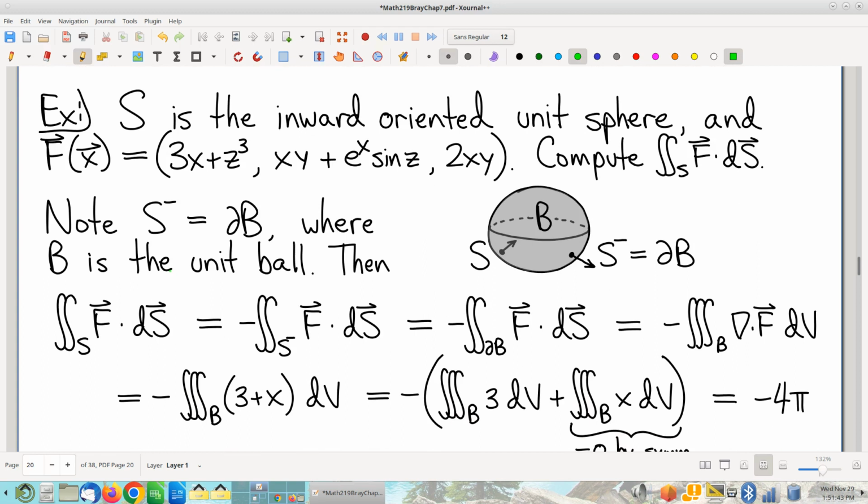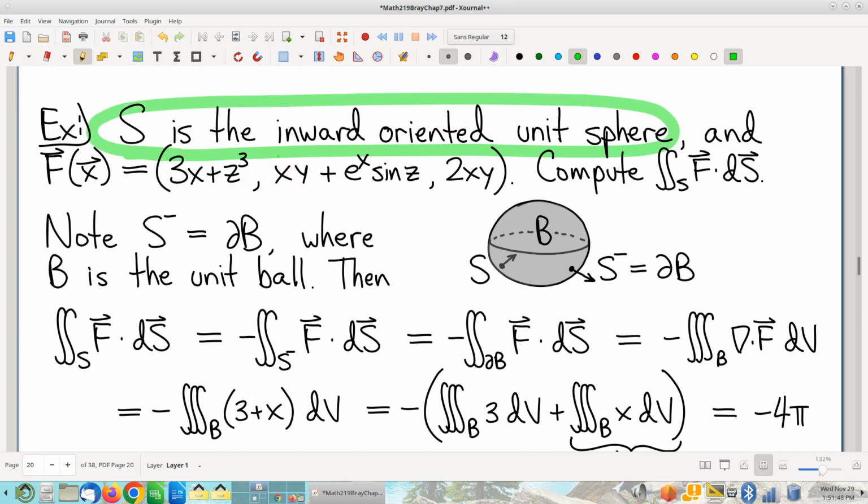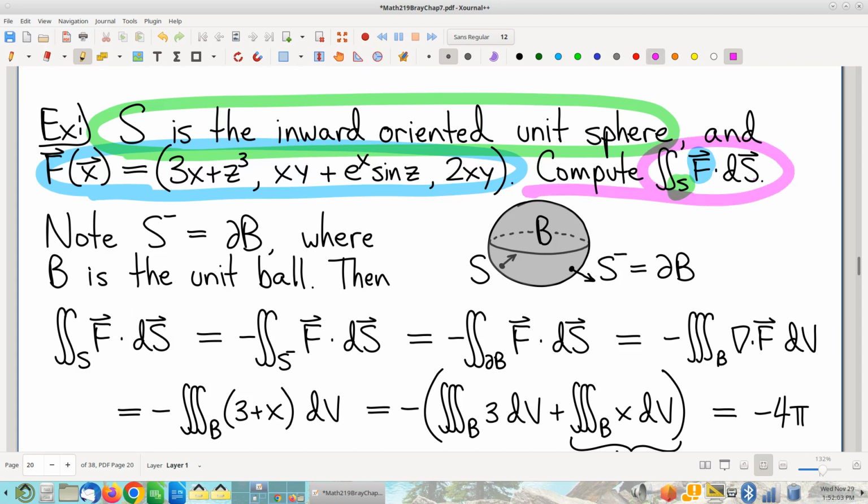Here is my first example. We're going to look at the inward-oriented unit sphere as our domain. We have this vector field as our integrand, and we want to compute the flux. Now, we have a brand new theorem that's about computing fluxes. We've been asked now to compute a flux. We kind of naturally want to see if we can, well, let's use Gauss's divergence theorem as our new shiny tool. Surely we can use Gauss's divergence theorem here, but tragically, no, we can't. At least not exactly as this question is phrased.